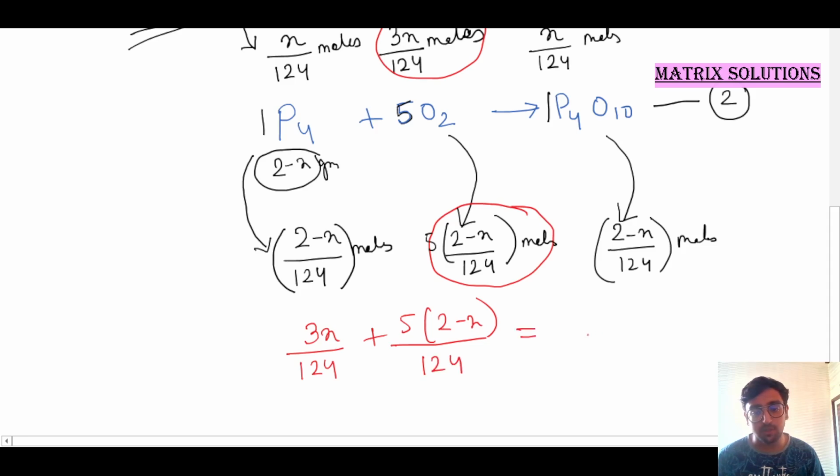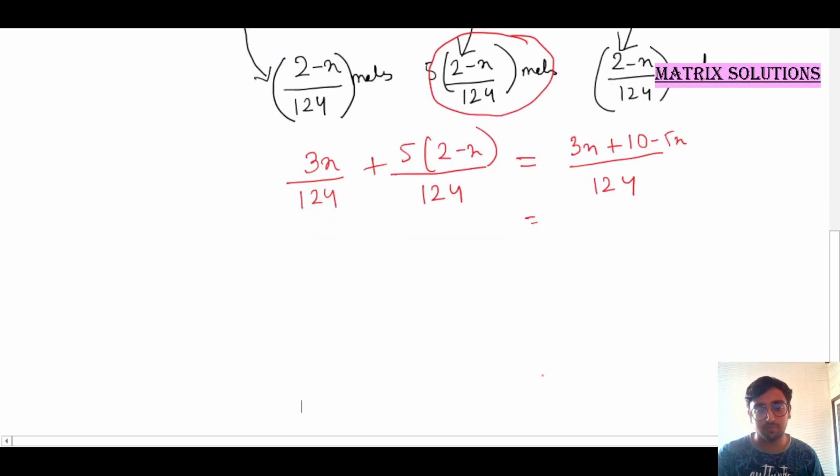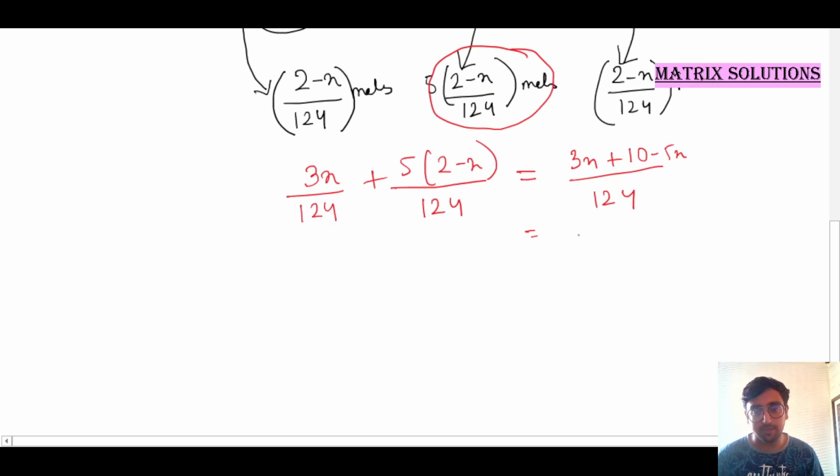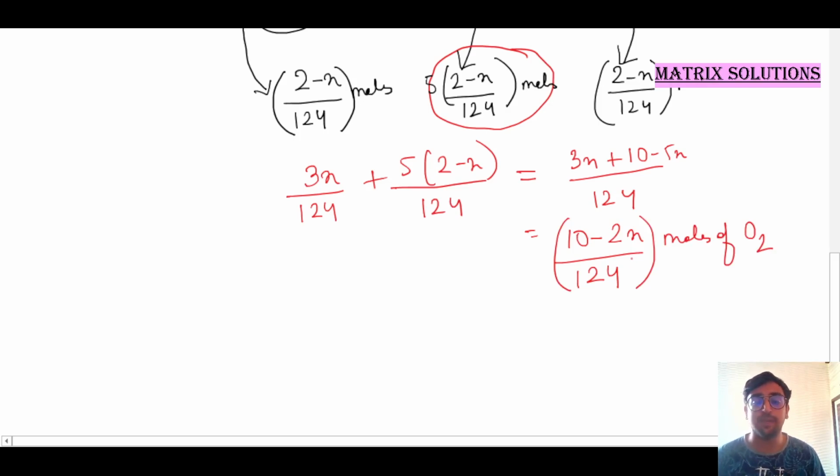What will be the total number of moles? That will be (3x plus 10 minus 5x) by 124. It will become (10 minus 2x) by 124. This is the number of moles of O2 being formed.